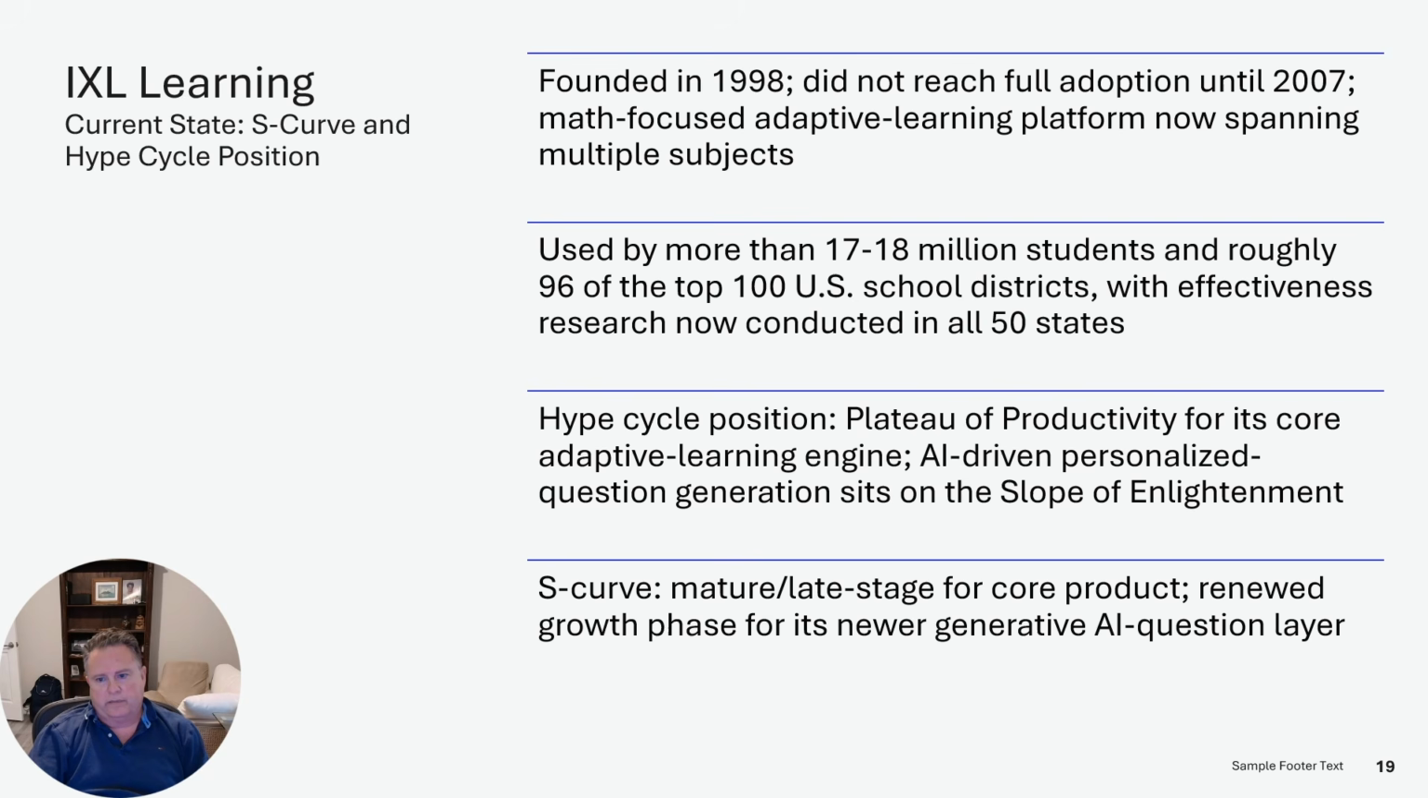It's used by more than 17 to 18 million students in roughly 96 of the top 100 U.S. school districts, with effectiveness research now conducted in all 50 states. IXL Learning's hype cycle position is that of a plateau of productivity for its core adaptive learning engine, and its AI-driven personalized question generation sits on the slope of enlightenment. The S-curve is mature late stage for the core product and is a renewed growth phase for its newer generative AI question layer.